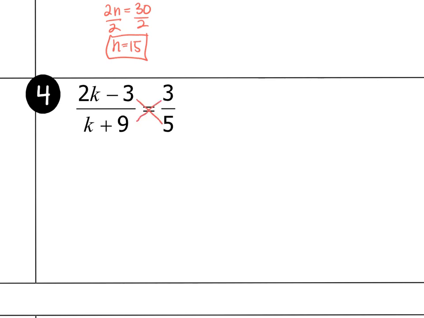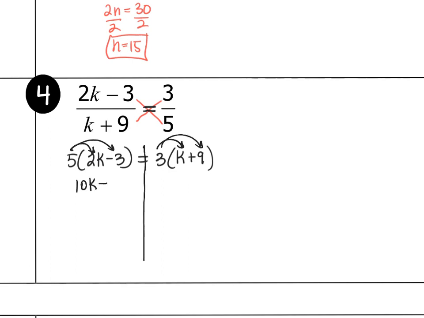Now this fourth example is kind of like the highest level that you can get with these. Notice how we're going to be distributing on both cross products. So to write our work, 5 is multiplying 2k minus 3, and that's equal to 3 multiplying k plus 9. Because in a proportion, which is a statement of equality with two fractions, the cross products are equal. So now I can distribute, multiply my 5 and then multiply my 3.